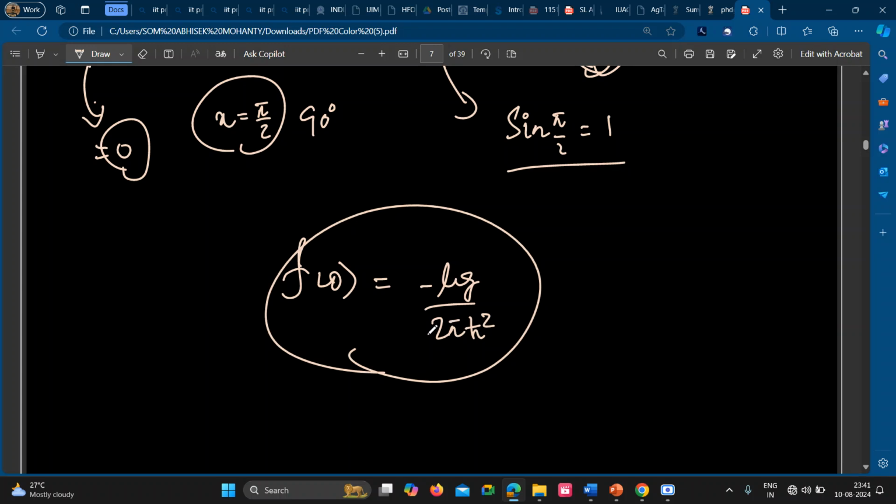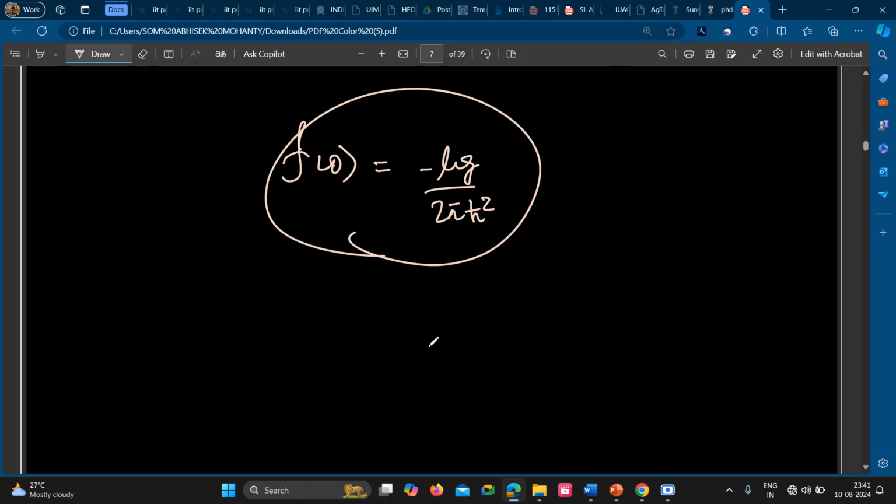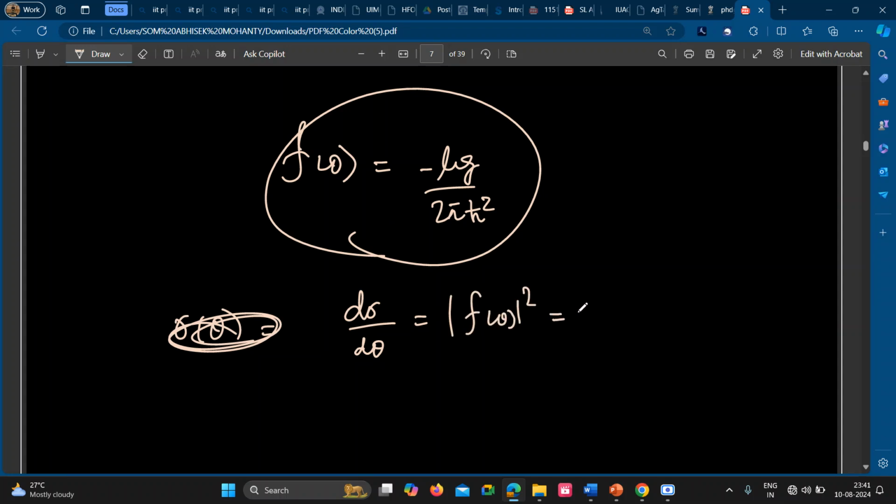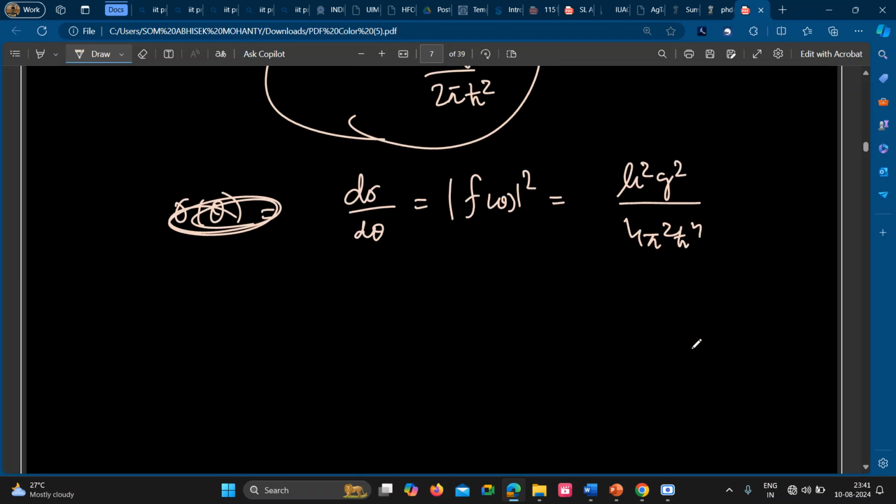Alright, so what is the question? The question is to get the differential scattering cross section, that is σ(θ), the differential cross section dσ/dΩ, which is equal to |f(θ)|². So this is μ²g²/(4π²ħ⁴). What will be the total cross section? This is the differential scattering cross section.